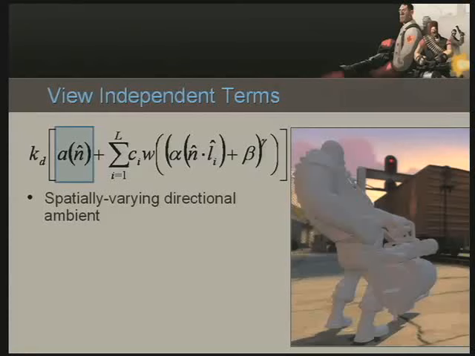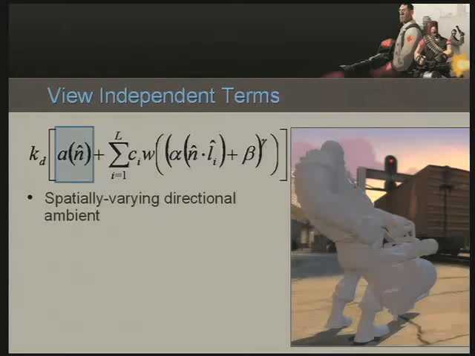So the first one here, this A of n, this is this ambient function of the normal. This is something that you've probably seen us present before. It's a spatially varying directional ambient term. This is something we've been using since Half-Life 2. During our radiosity solve, we compute these irradiance environment maps around our environment, around our game worlds, using this novel basis that we call ambient cube.